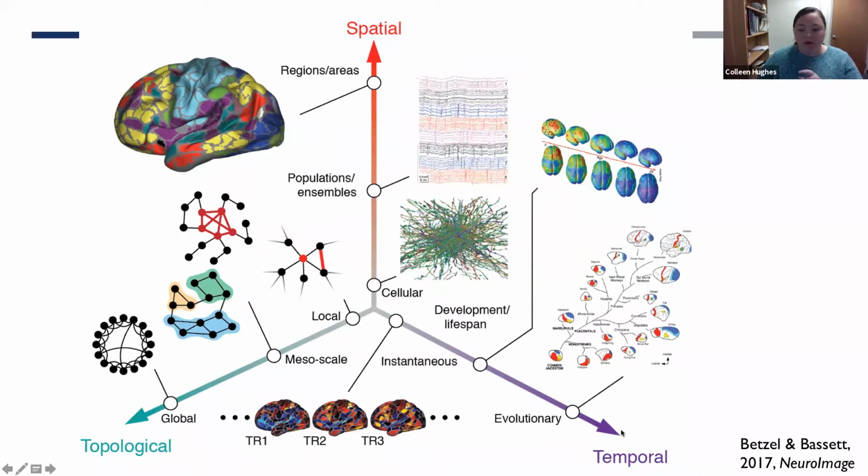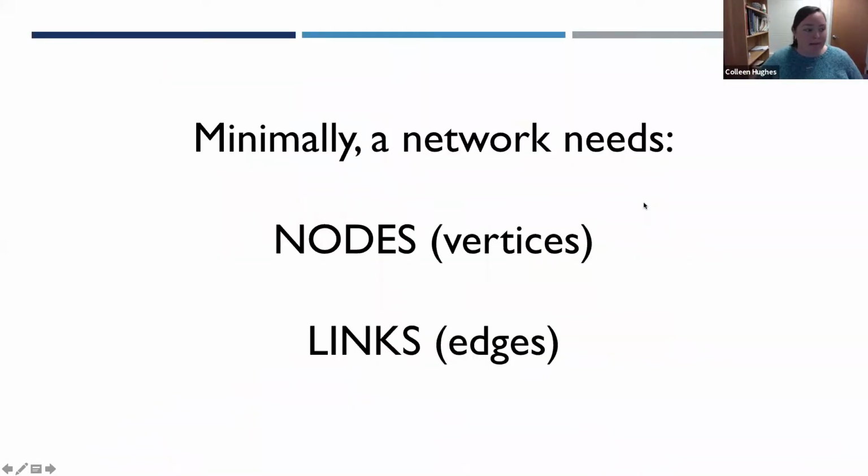You can also look across time. In our case, we're interested in development, so how the brain changes as you go from adulthood to older adulthood, which I'm going to talk a little bit more about. But what I like is that you can use a networks approach to characterize across a lot of different scales and dimensions. And minimally, a network needs nodes and links, which I'm going to call edges.